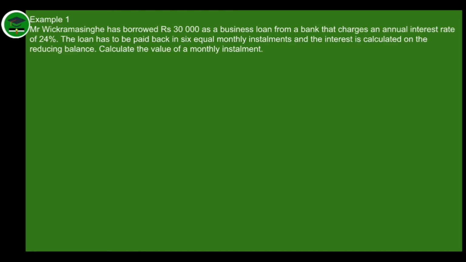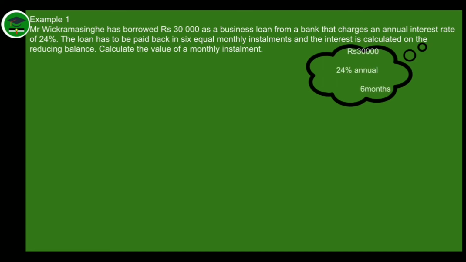First, you have to collect the data given in this example. The borrowed money is 30,000, and the annual interest rate, that means the rate for a year, is 24%. And you have to pay this money back within 6 equal monthly installments. So collect this data: you borrowed 30,000 rupees, 24% annual rate, 6 months.